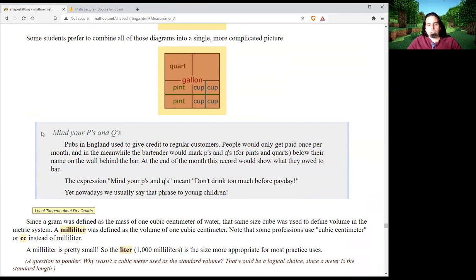As a silly story, mind your P's and Q's. Pubs in England used to give credit to their regular customers. You'd only get paid once a month, and in the meanwhile, the bartender would put your name on the wall and mark P's and Q's whenever you ordered a pint or a quart. And at the end of the month, you'd have to pay your bar bill. So it is kind of funny that we say, mind your P's and Q's to little children these days, when it really meant don't drink too much before payday.